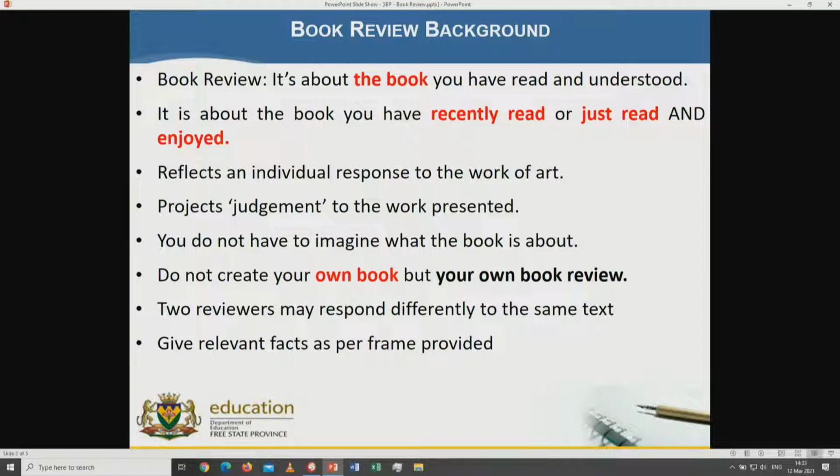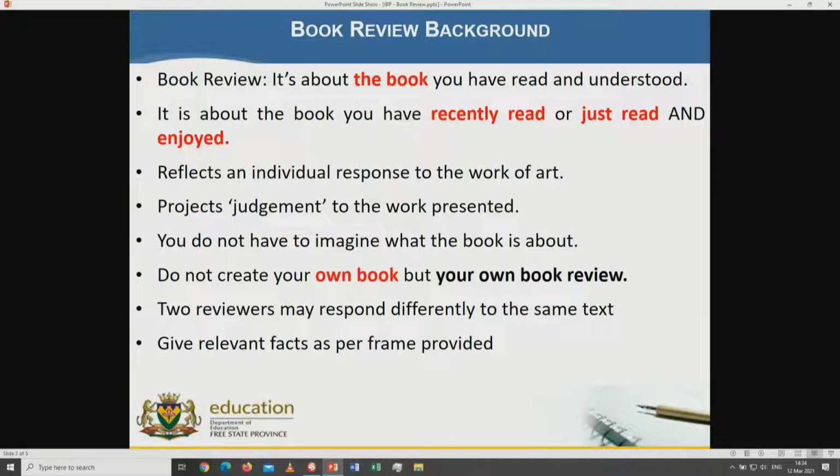Why I say book review, it's about the book you have read and understood. Remember that you cannot write about a book that you did not read. You have to read the book first, understand it, then you'll be able to do what they call a book review about that book. It is about the book you have recently read or just read, and very importantly, about the book that you enjoyed. You must have enjoyed the book as you were reading it.